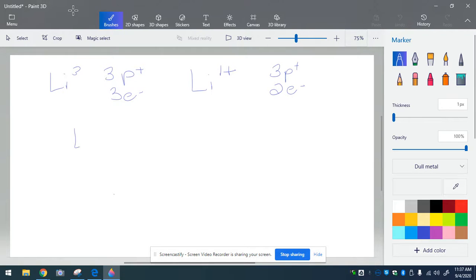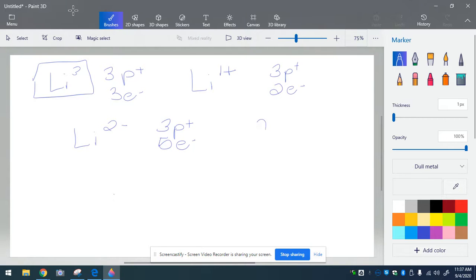Okay. Now, lithium 2 minus has now gained 2 more electrons. So this atom or this ion has 3 protons and then the 3 electrons it had plus 2 more, so it has 5 electrons. So you need to look at the periodic table and find out what the atomic number is before you can determine the electrons.